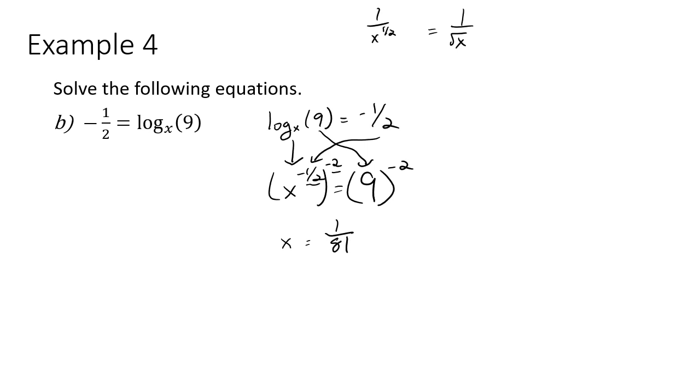Now we still have to check for extraneous solutions, but the rules are a little bit different when you're solving for the base of a logarithm. Although the number inside still has to be strictly positive, the base itself also has to be strictly positive, and it can't be equal to 1. But this is fine in this case, because 1 over 81 is a positive number, and it's not equal to 1. It satisfies the conditions to be a base. So it works for our solution.